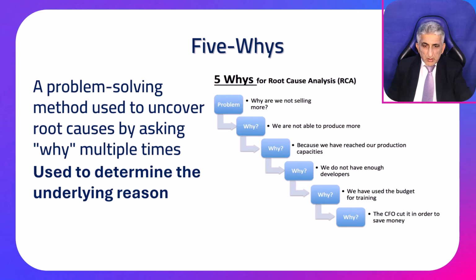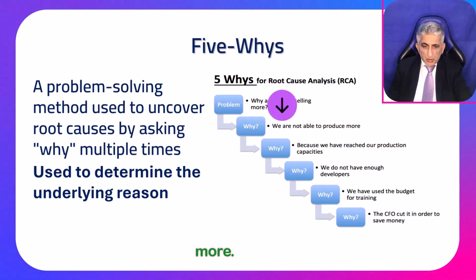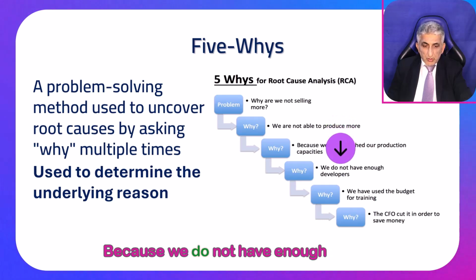Example, why are we not selling more? Because we are not able to purchase more. Why are we not able to purchase more? Because we have not reached our production capacities. Why are we not reaching our production capacities? Because we do not have enough developers.